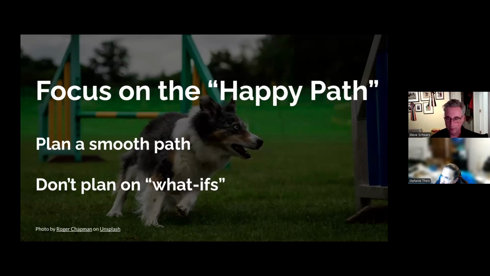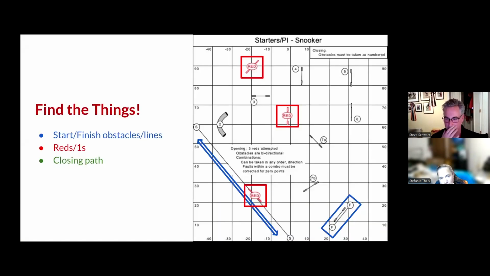I think I posted on Facebook a while back that I went 0 for 7 in starter snooker with Meeker a number of years back because I was so worried about what might go wrong. As soon as I gave up that panic and just treated my opening as though it was numbered, all of a sudden I started getting Qs. So focus on the happy path. That's my advice to you.